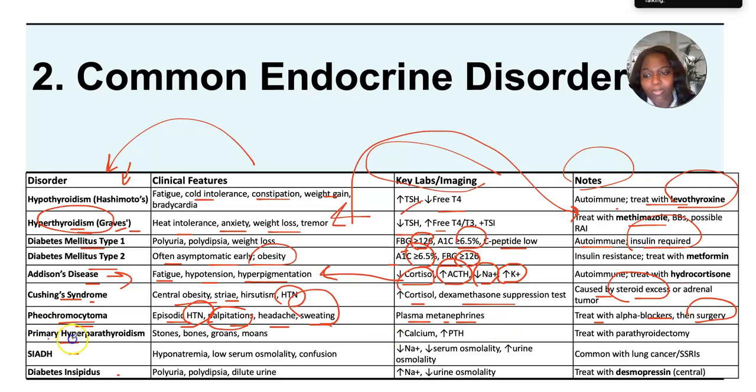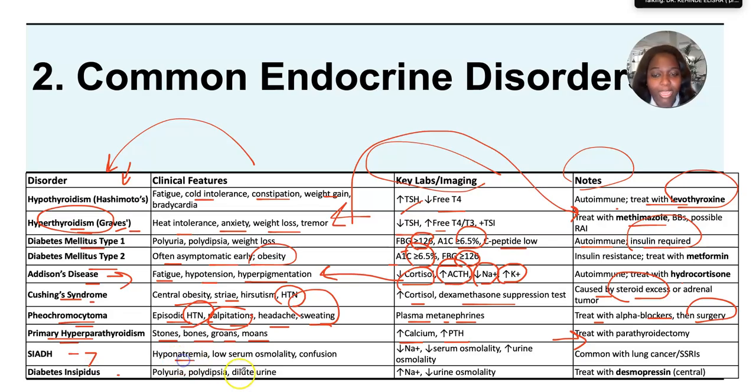So, what about primary hyperparathyroidism? Stones, bones, groans, moans. These are pretty much the clinical features that we see. Increased calcium, increased PTH. You got to treat with what? Pretty much having the part taken out. So whenever you see ectomy, they have to perform some kind of procedure to remove that part.